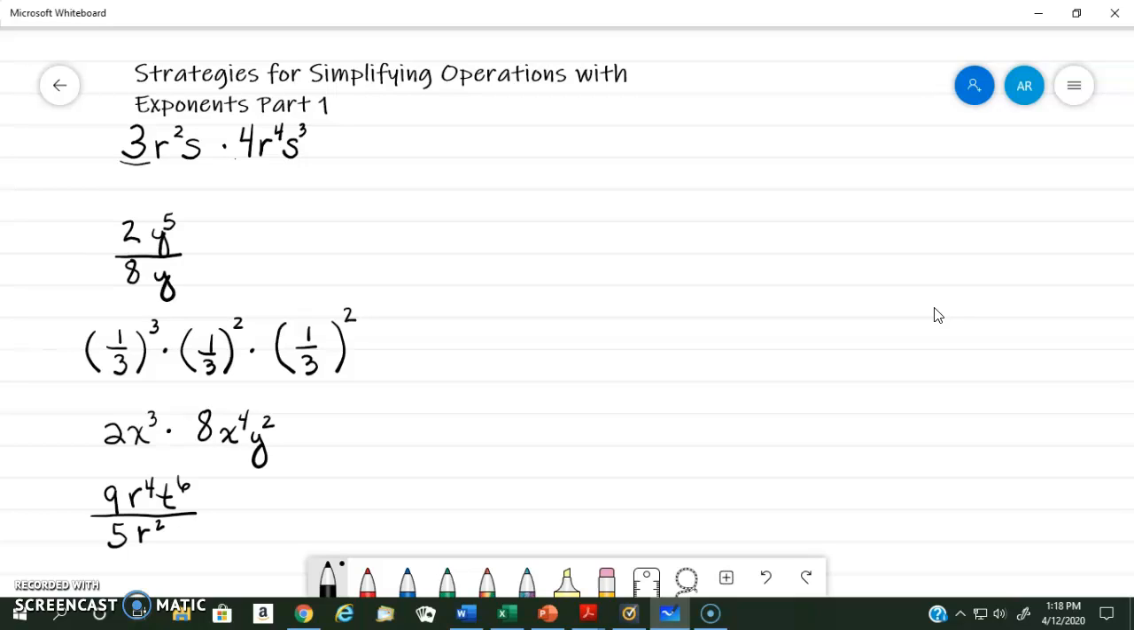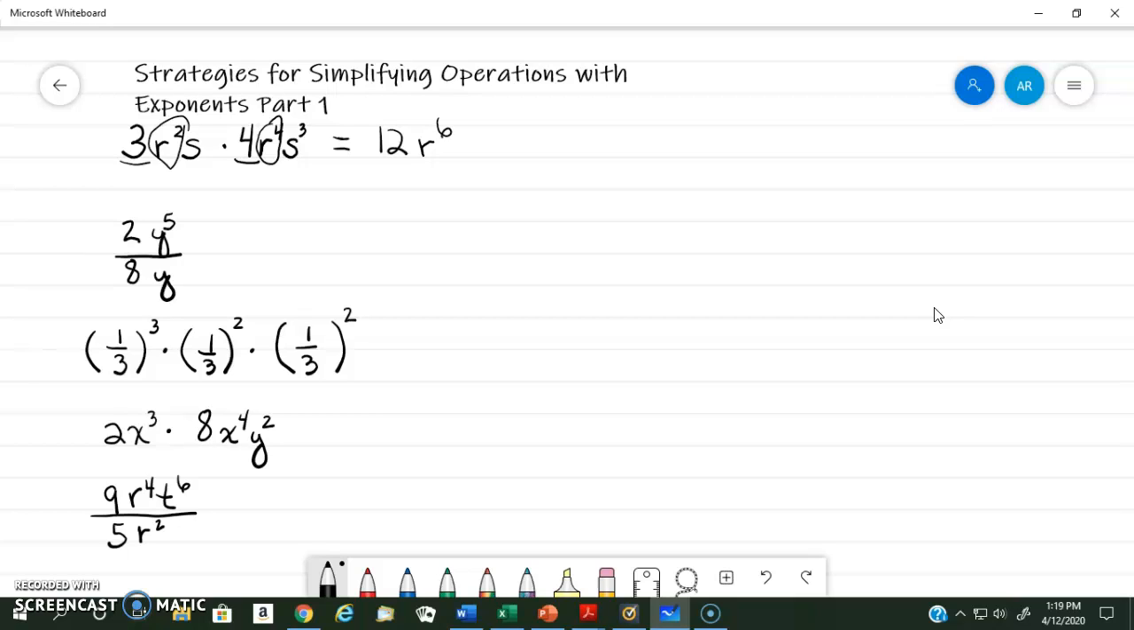And one thing that sometimes students forget is that my bases include the numbers. So here, when I have 3 and 4, it's really 3 times 4. So 3 times 4 is 12. So I've brought that base 10 together. Now I'm going to look at my base of r. So I have an r squared and an r to the 4th. And I remember because I'm multiplying them, and they're the same base, I'm going to add their exponents. So 2 plus 4 is 6.